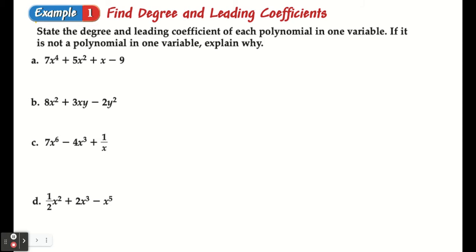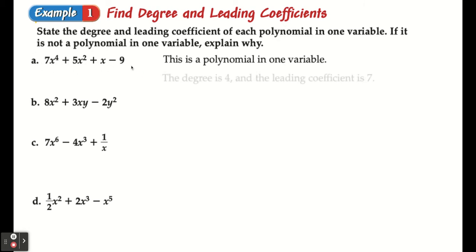So let's look at some examples here. Find the degree and leading coefficients. State the degree and leading coefficient of each polynomial in one variable. If it is not a polynomial in one variable, explain why. So if we look at A, it is a polynomial in one variable. We can clearly see that there is only one variable and it is a polynomial. The degree would be 4 because 4 is the highest exponent. And its leading coefficient is 7 because the term with the highest exponent has a number of 7 out in front.